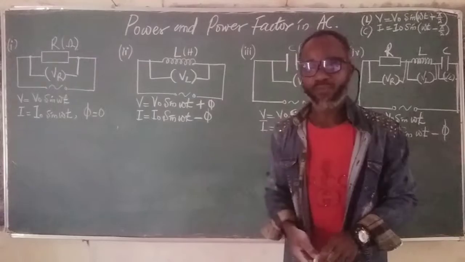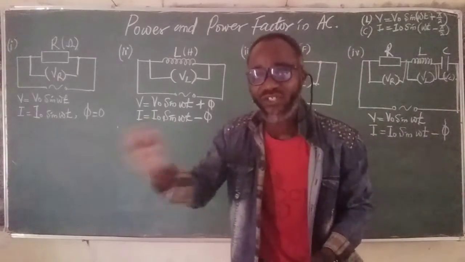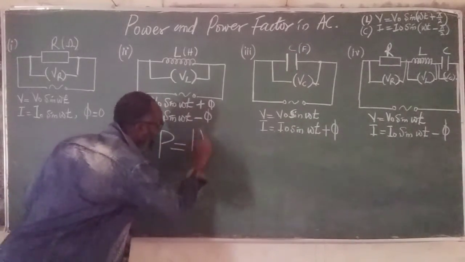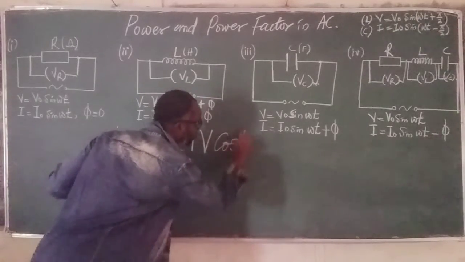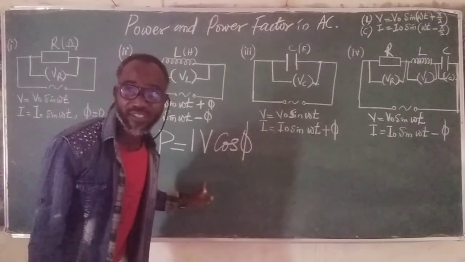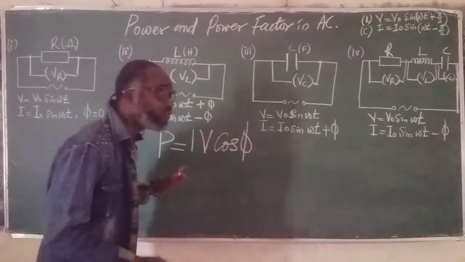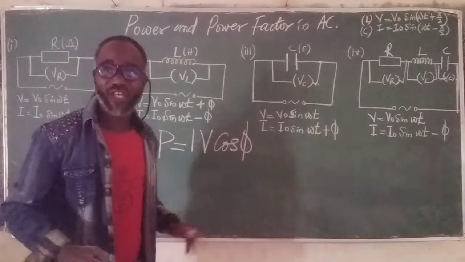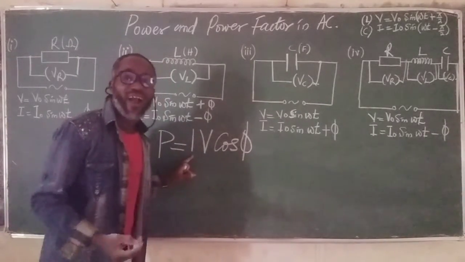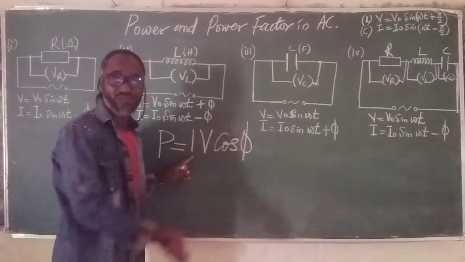How do we do that? The average power expended in an AC circuit is stated as P is equal to I V cos phi. Take note of this. In every situation or question given to you, the average power across an AC circuit is stated as this. But what we need to understand are the meanings of these individual components, parameters, so to say.